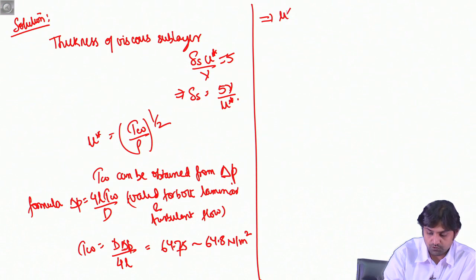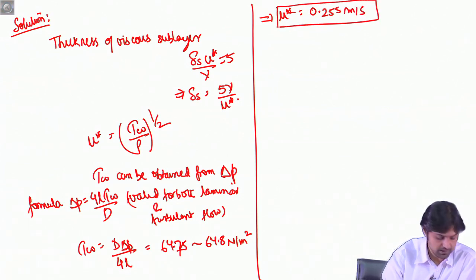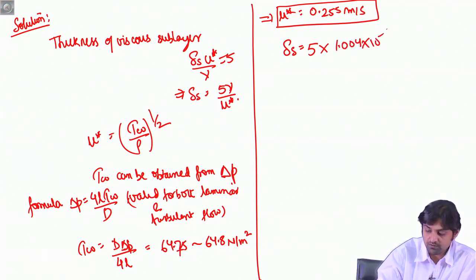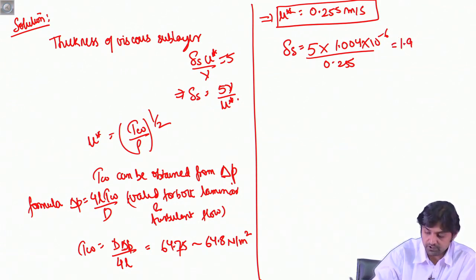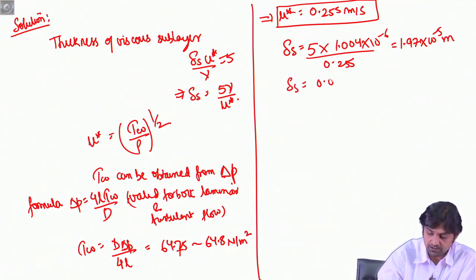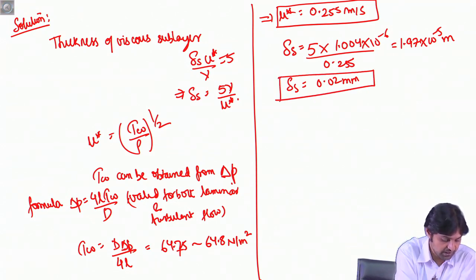Therefore we can get u star as 0.255 meters per second, and therefore we can get thickness of viscous sublayer as 5 into nu, which was 1.004 into 10 to the power minus 6, divided by 0.255, and that gives us 1.97 into 10 to the power minus 5 meter, or delta S is 0.02 millimeters. So you see how thin this viscous sublayer is.